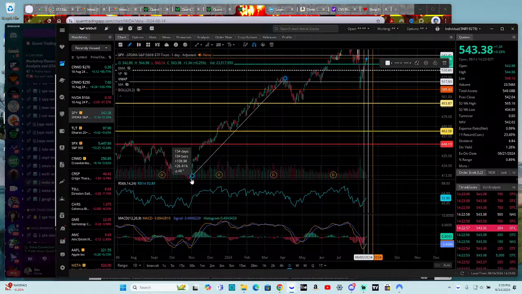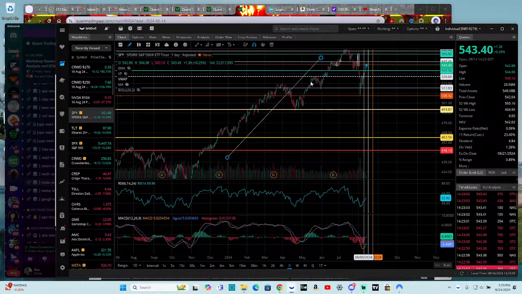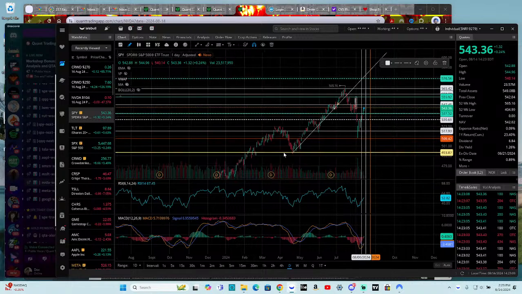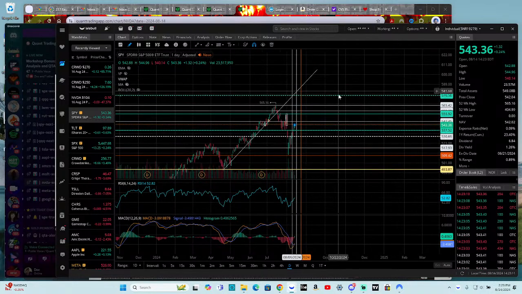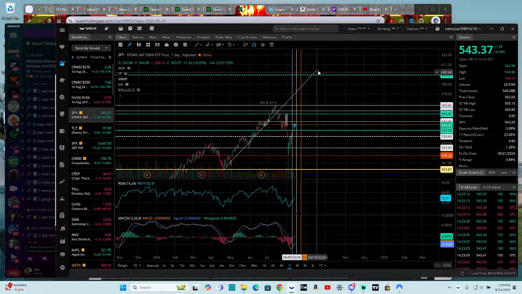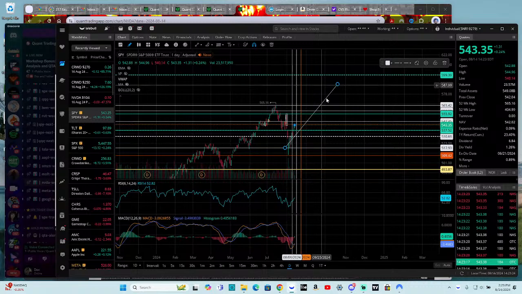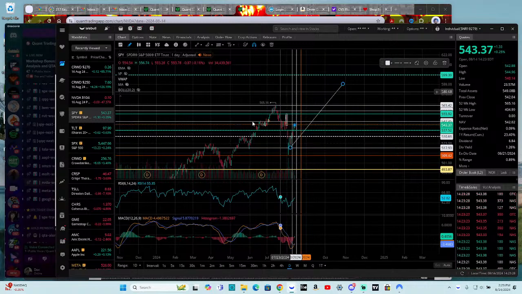One more time for the people in the back. This was the length of the original run up. If we move this to here, we get that distance. And if we measure this distance, we take that into consideration, and then we add it to the rejection here, we get that same amount. Almost, right? So this is still in the path of bullish territory.